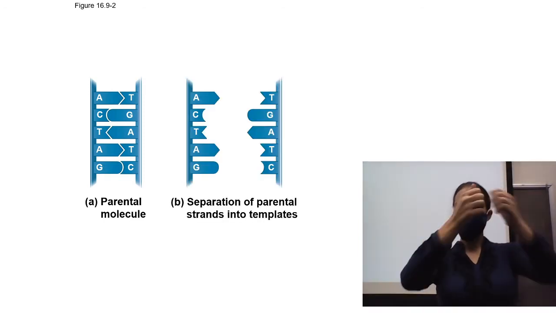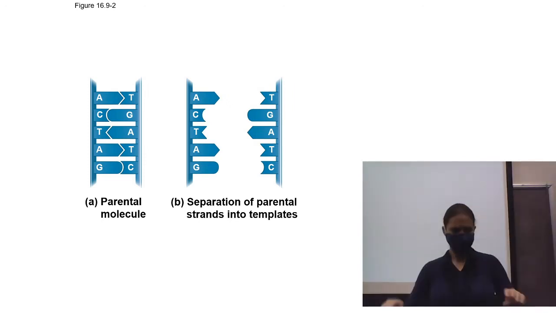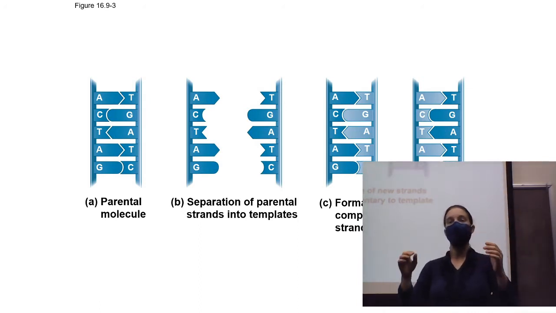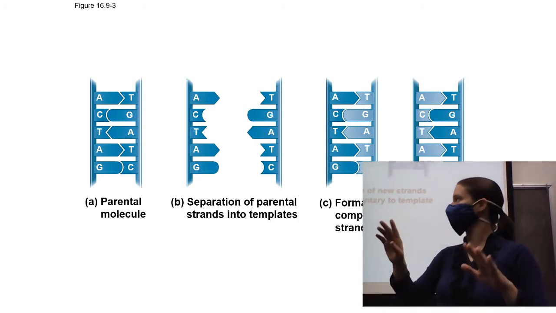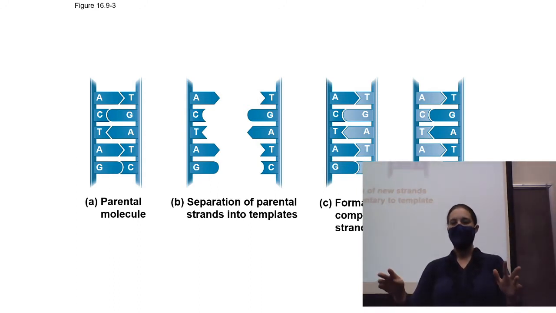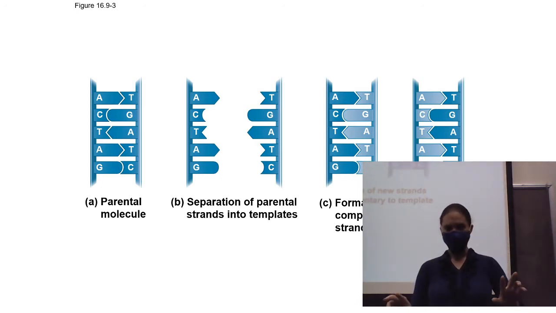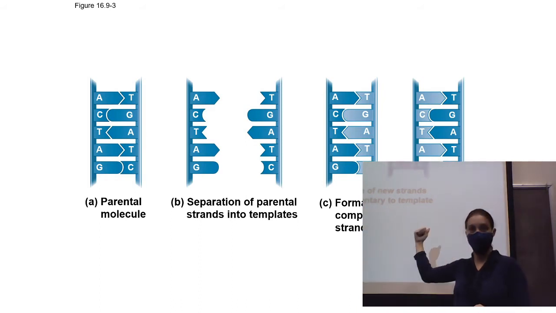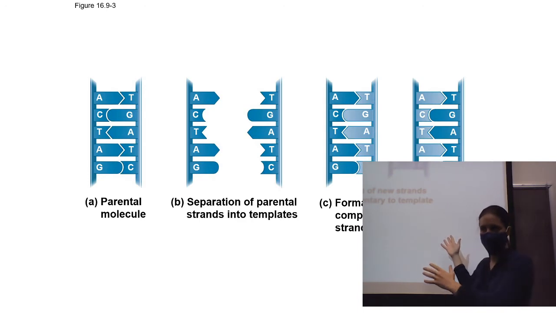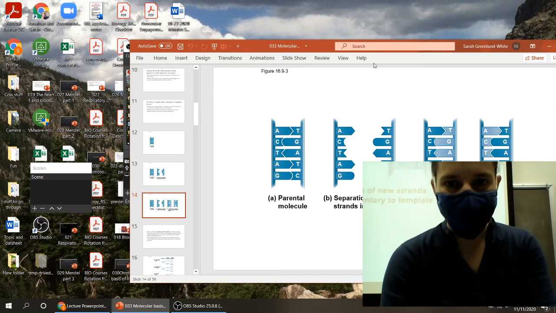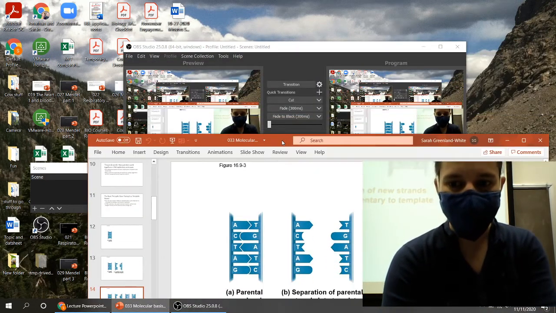So you pull it apart, you separate the parental strands, and then you make new strands, called complementary strands, to the template strands. The template strands, the original, you pull apart, you now have two template strands, and you're going to make two new daughter strands. You went from having one piece of double-stranded DNA to now having two pieces of double-stranded DNA. Everyone's cool with this concept? Seen it? Pretty straightforward?